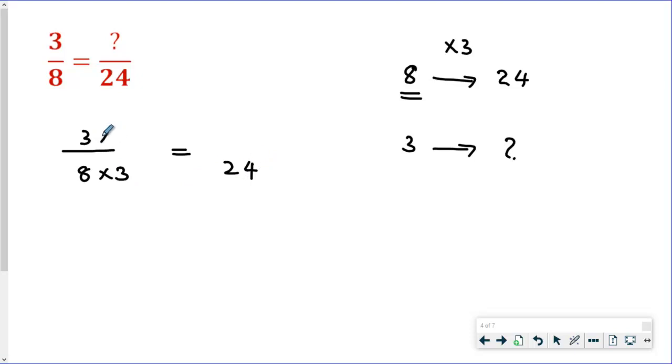So definitely we have to multiply the numerator by the same number. So 3 into 3 is equal to 9. So here our answer is 9.